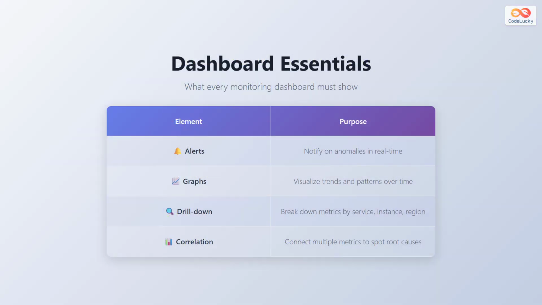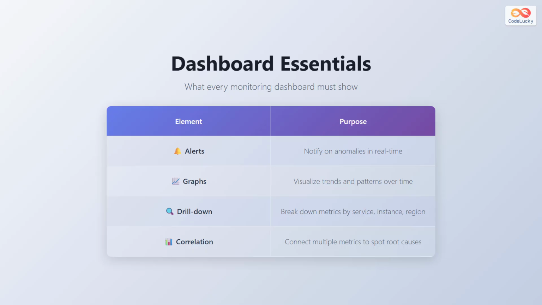Every monitoring dashboard needs four essential elements. First are alerts. These notify you in real time when something goes wrong. They're your first line of defense. Second are graphs, visual representations of your metrics over time. Graphs help you see trends and patterns that raw numbers hide. Third is drill-down capability, the ability to break down metrics by service, by instance, by region, or by customer. This is how you narrow down where a problem really is.